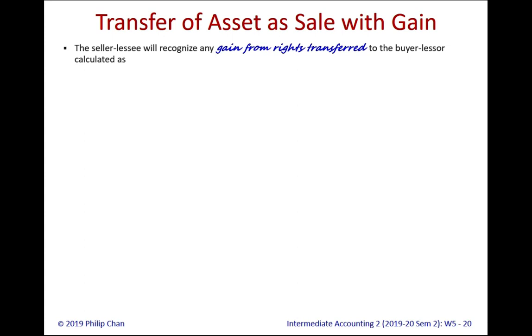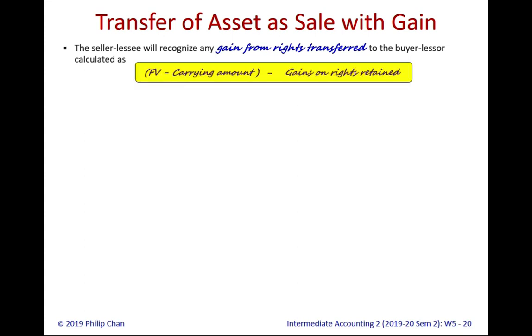difference between the total gains. The total gain would be what? The book value of the asset compared with the fair value. That should be the total gain if you're going to report it. So from the point of view of users of a financial statement, the total gain in any sales and leaseback transaction should be the fair value of the asset minus the book value of the asset. So this is the total gain. And then you minus those gains on the rights that you have retained. The difference would then be the gain from the right transfer, which is the gain we're going to report.